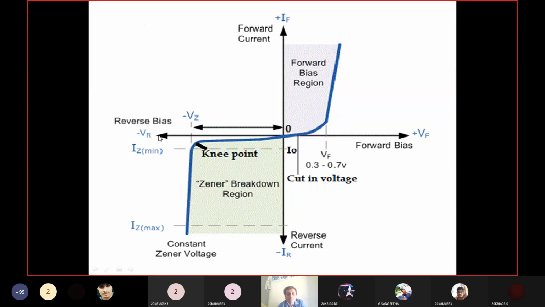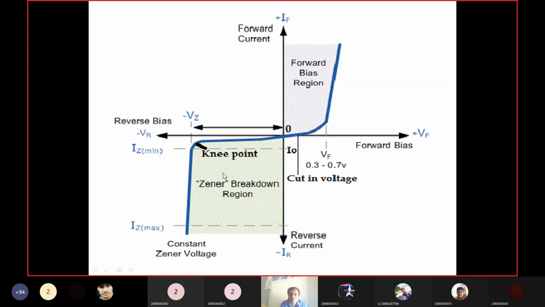The diode voltage will become constant. Zener diode voltage will become constant. That means after the Zener breakdown voltage, whatever external voltage we are supplying, the Zener voltage does not change. But the current increases. So this is about the reverse characteristics of the Zener diode.